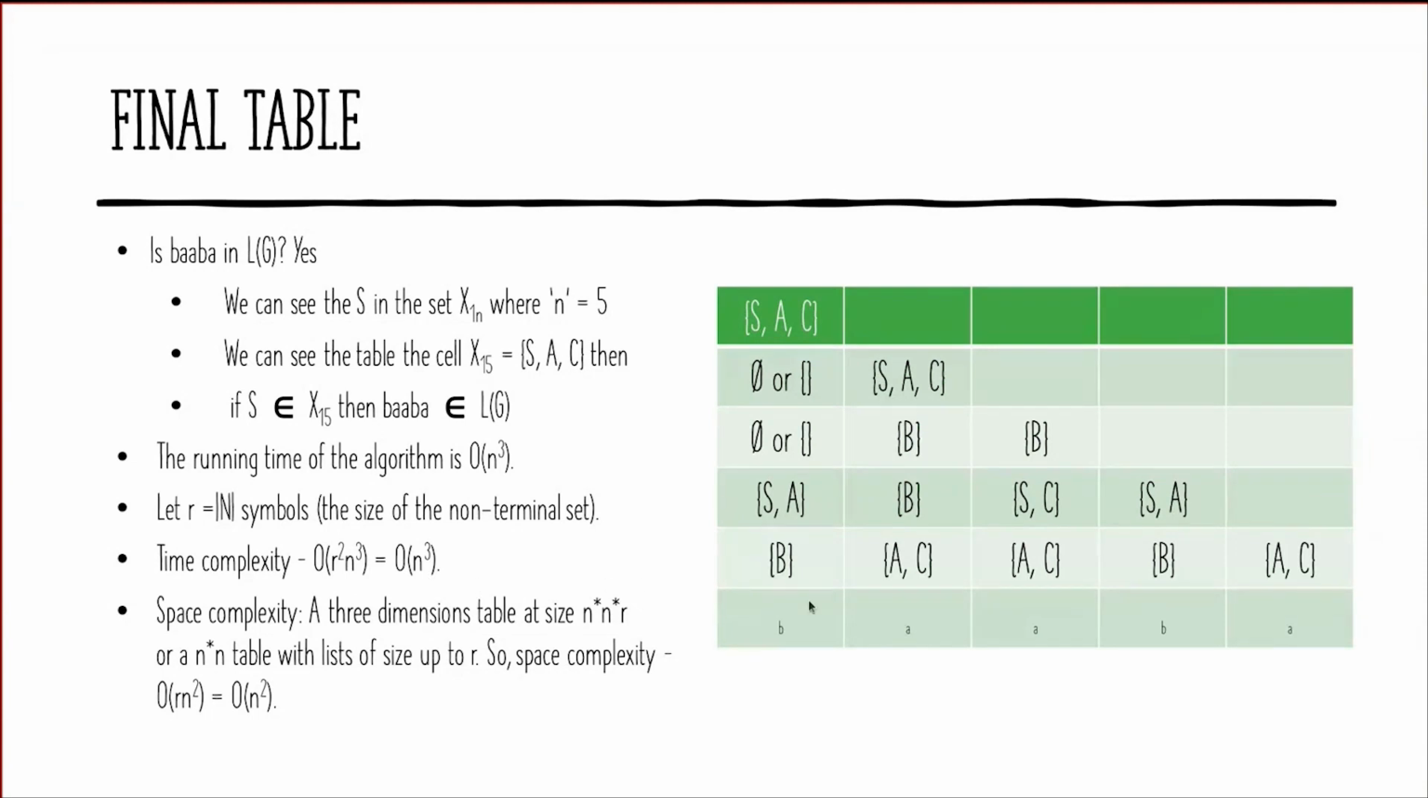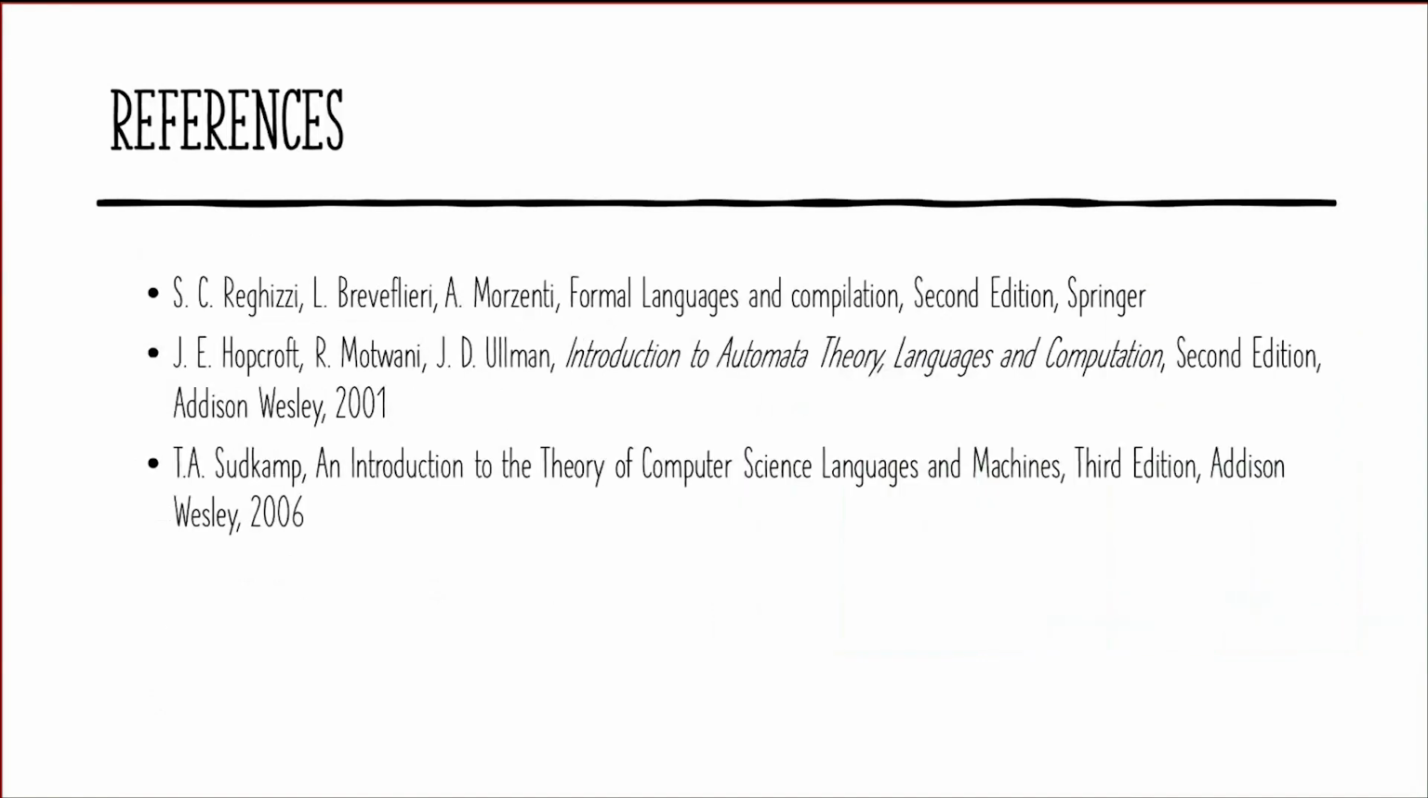Similarly, for space complexity, you have this grid of order n squared, and each cell of this grid will contain at most r variables. So the space complexity is r times n squared, but if r is small, we can directly take it as big O of n squared. So these are the space and time complexities, and this is the algorithm.